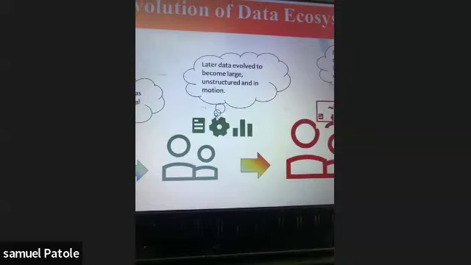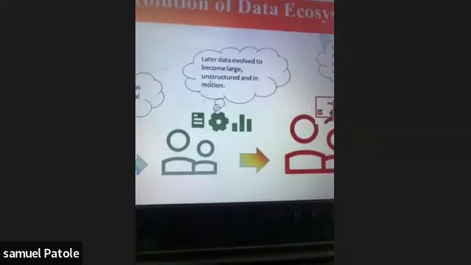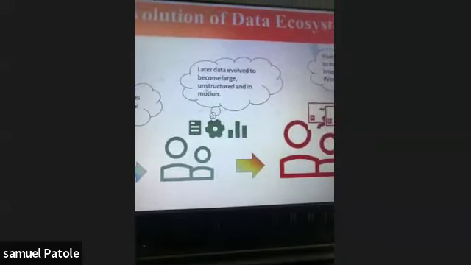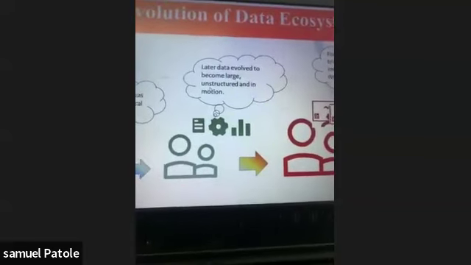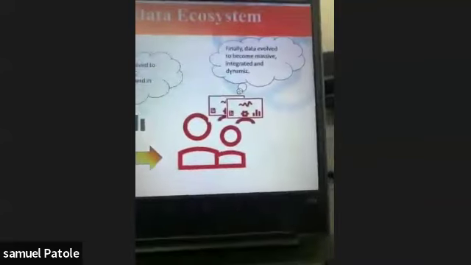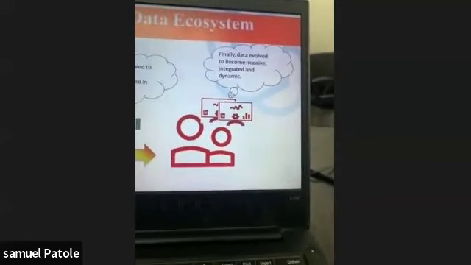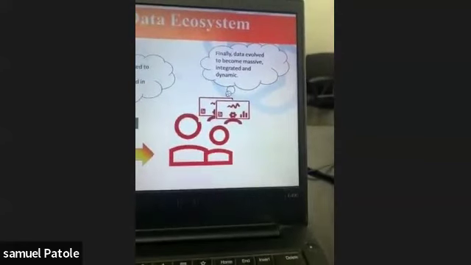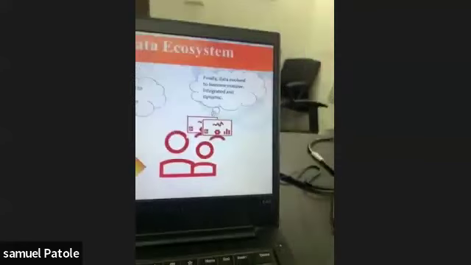If you put a stamp on a postcard, it started in motion. So you used to transfer data from one file from this location to that location, but still it was very small, not the magnitude we see today. And finally, the data evolved to become massive, integrated, and dynamic.